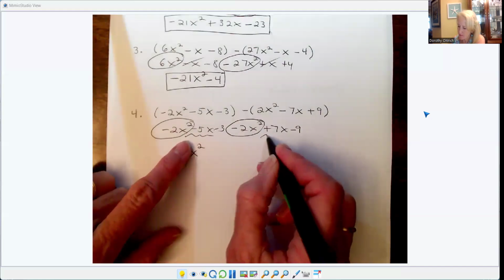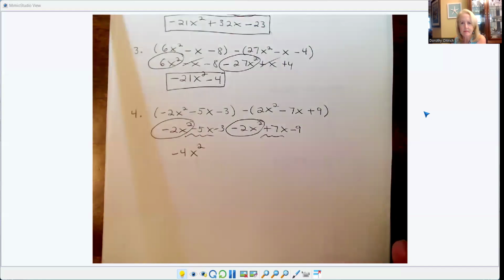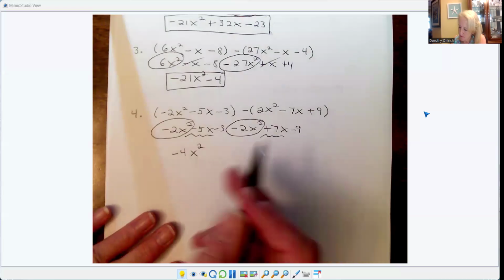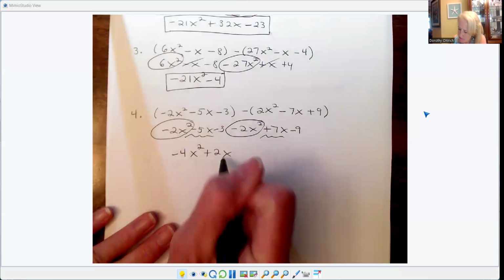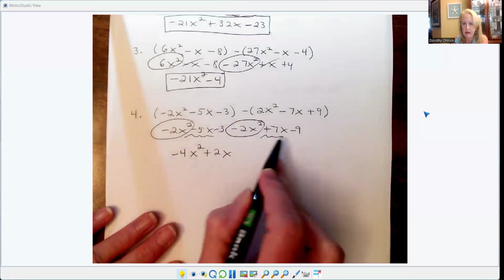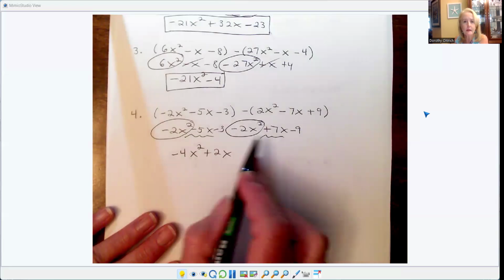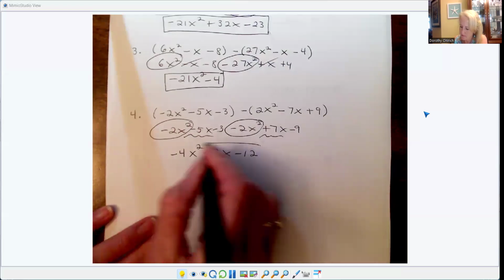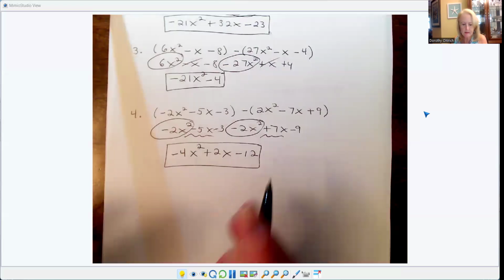Negative 5x plus 7x. You subtract them, 7 minus 5 is 2, and we keep the sign of the higher number. So it's plus 2x. Negative 3 and negative 9. I owe $9 and I owe $3 more, so I owe $12. I hope you got those correct.